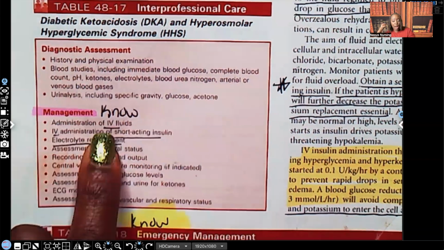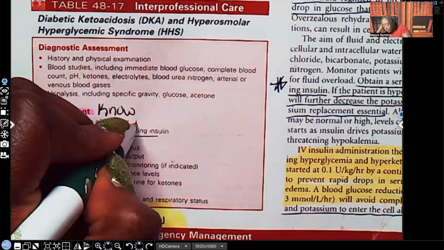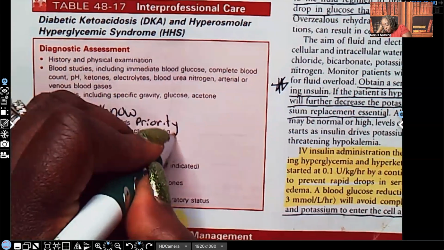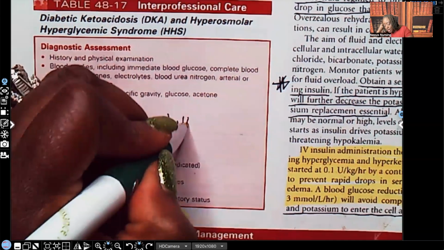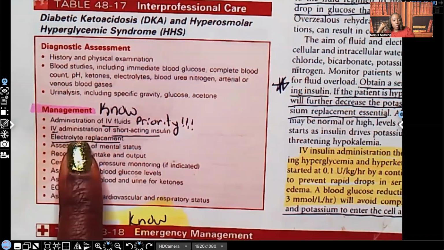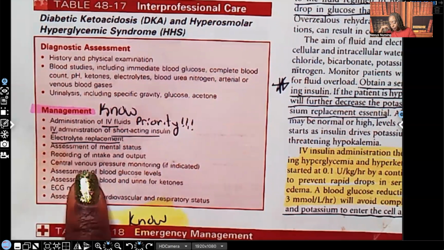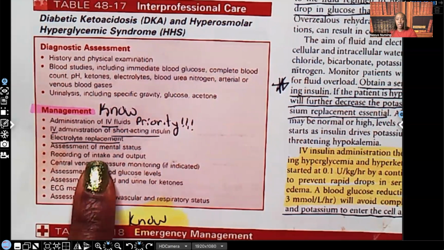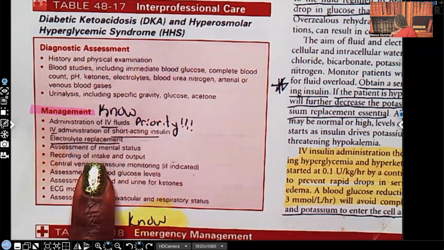So management. Priority, IV fluids. Let me write priority here. IV fluids. You want to give IV administration of short-acting insulin, get that blood sugar low. You want to do electrolyte replacement, because you see what happens with a patient who has diuresis, all of the electrolytes go with it. You want to assess their mental status. You can make sure you take looking at the I&O.